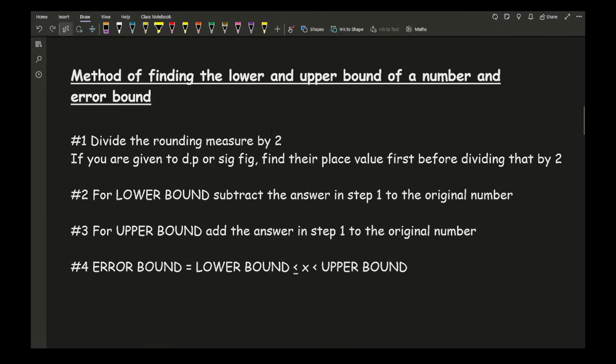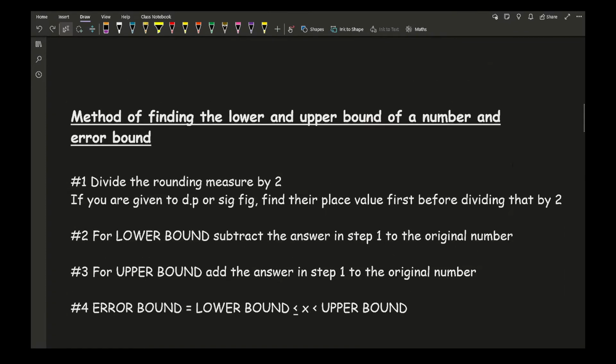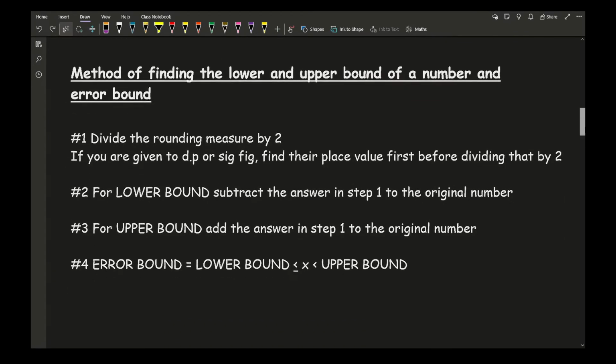So let's have a look at the method of finding the upper and lower bound. Now, generally speaking, you probably do this mentally. You can just look at a number, look at what it's been rounded to, and then automatically write down the lower and upper bound. And these questions are usually worth 1 mark. So it's either going to be right or wrong. There's no formal working out that's needed. However, for some questions, it can be a little bit more complicated, which hopefully by using these methods will make a bit more sense.